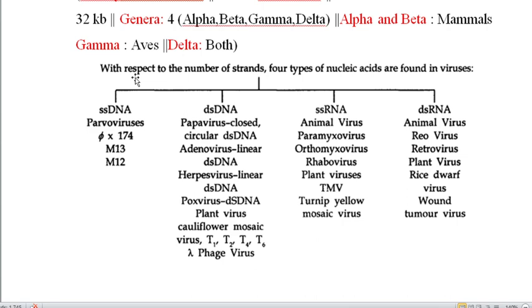Examples of single-stranded DNA viruses include parvovirus, M13 phage and M12 phage. Viruses with double-stranded DNA include adenovirus, herpes virus, pox virus, the plant virus cauliflower mosaic virus, T phage and lambda phage. Viruses with single-stranded RNA include animal viruses like paramyxovirus, orthomyxovirus and rhabdovirus, and plant viruses like TMV and turnip yellow mosaic virus. TMV, tobacco mosaic virus, has single-stranded RNA, whereas cauliflower mosaic virus has double-stranded DNA. Viruses with double-stranded RNA include reovirus, and the plant virus rice dwarf virus.